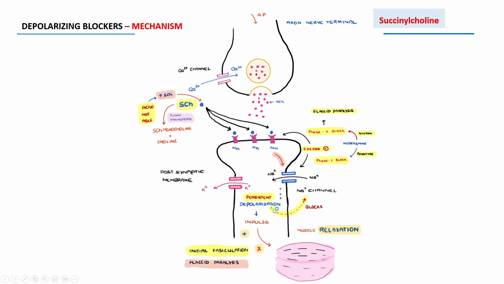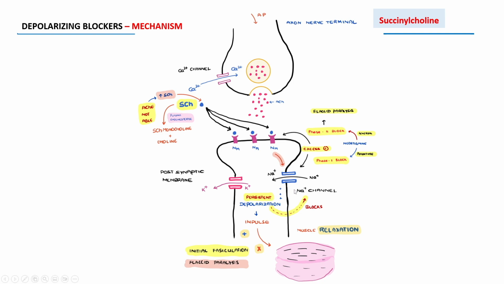So once the persistent depolarization occurs, this persistent depolarization will lead to blockage of the sodium channel. So the persistent depolarization is responsible for the sodium channel blockade. So once the sodium channel is blocked, what will happen to the impulse responsible for the contraction of the skeletal muscle? This impulse will not be generated, and it will lead to flaccid paralysis. And this is called the phase 1 block. The phase 1 block is mainly due to the persistent depolarization.